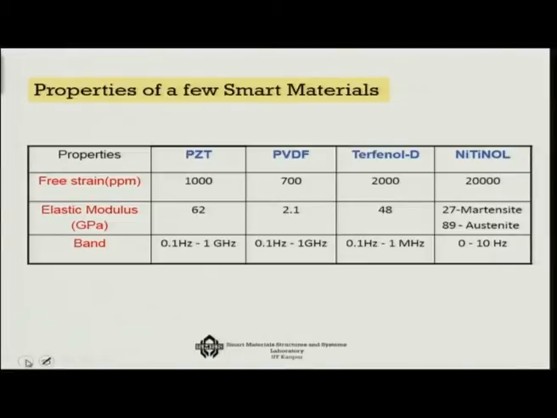Just for comparison, here are the properties of a few smart materials. One important property is the free strain, that means how much deformation happens if it is not loaded. For piezoelectric material you get something like 1000 parts per million, which can go as high as 20,000 for shape memory alloys like Nitinol. Elastic modulus, on the other hand, is about 62 gigapascal for the piezoelectric material, and for the shape memory material it varies between 27 and 89. PVDF is the lowest one, it is very soft. Terfenol-D is somewhere in the middle.